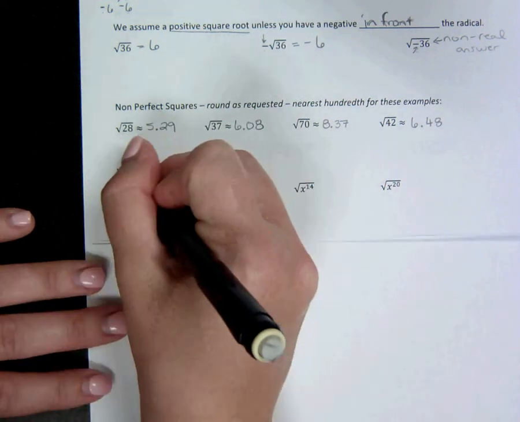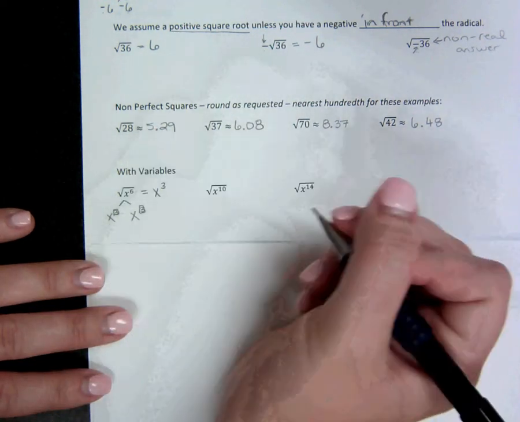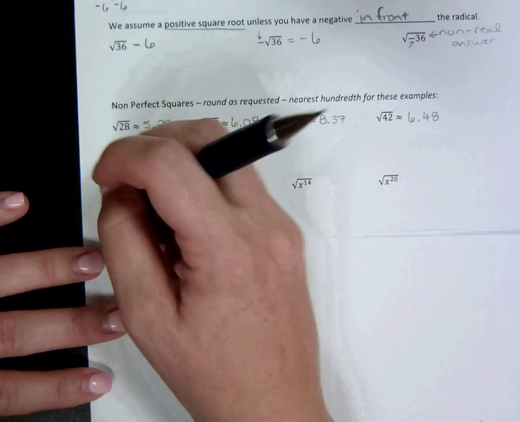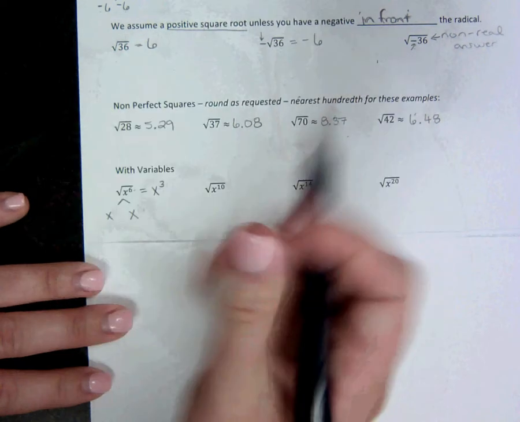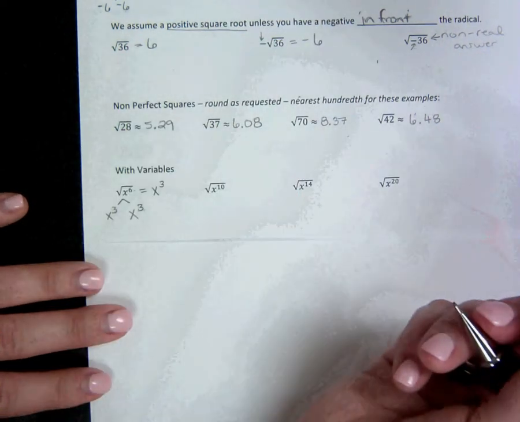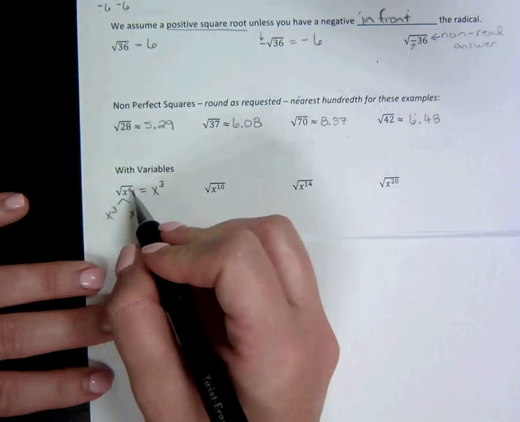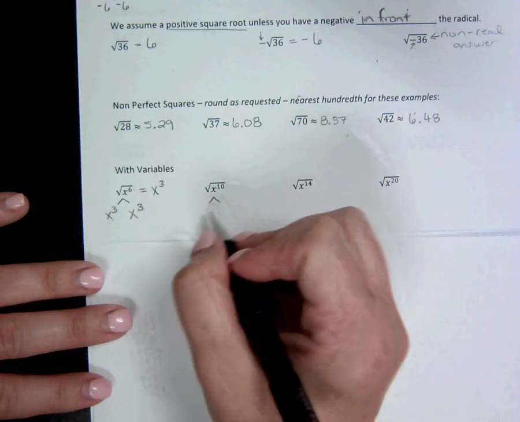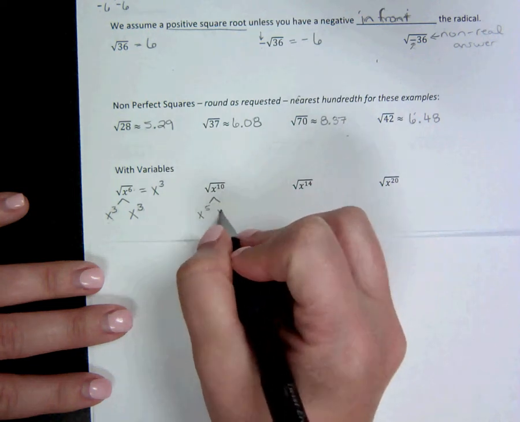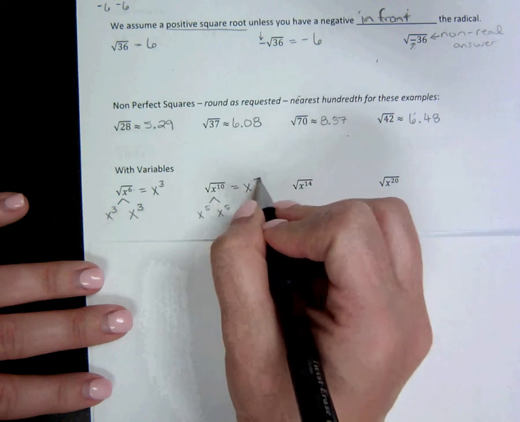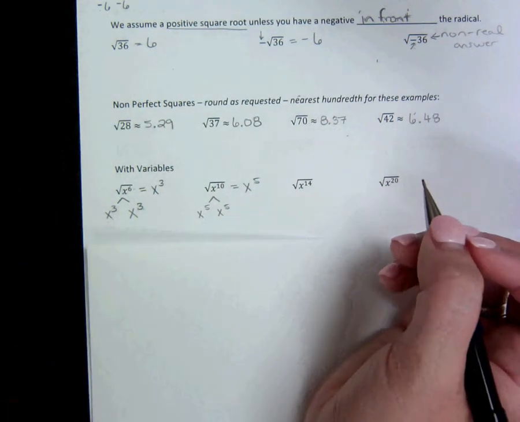So x to the 3rd is the square root of x to the 6th. And let me take those boxes off so you can really see them. So x to the 3rd times x to the 3rd makes x to the 6th. So the square root of x to the 6th is x to the 3rd. Same thing with x to the 10th. If we split 10, it will be x to the 5th times x to the 5th. And so the square root of x to the 10th is x to the 5th.